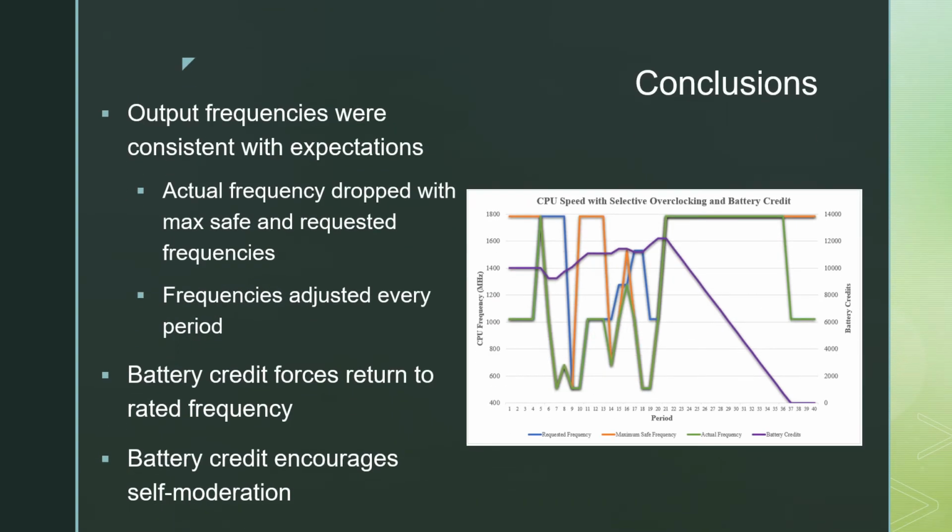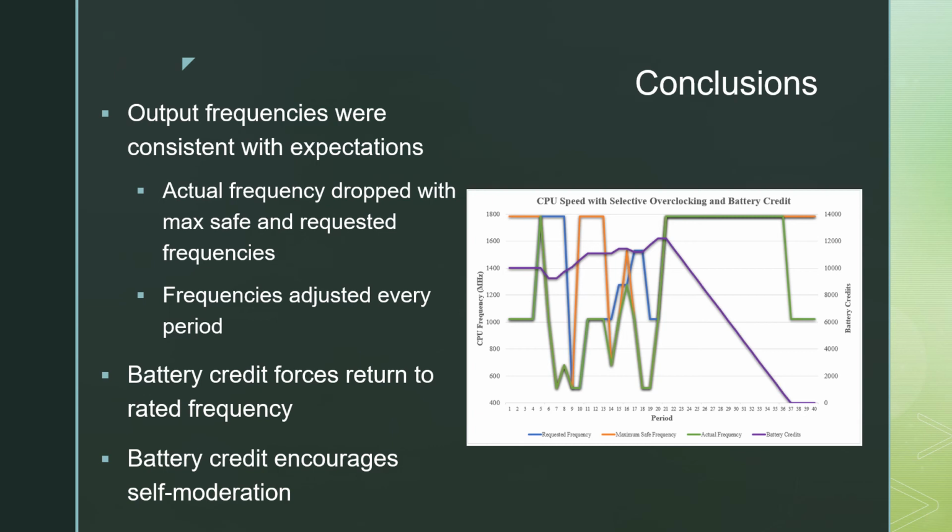Overall, we found our preliminary evidence to be very encouraging. The output frequencies were consistent with our expectations. To be specific, the actual frequency, shown in green here, dropped whenever the maximum safe frequencies, or the requested frequencies, began to fall below it. The frequencies were adjusted every period as intended, and this is something that the platform developer could change as they desire. As shown at the end here, when the battery credits began to reach near zero, this forced the actual frequency to drop down to 1080 megahertz, the rated frequency.